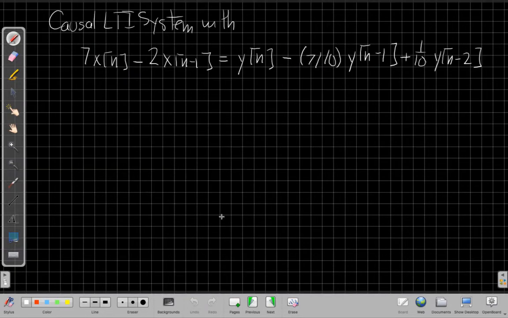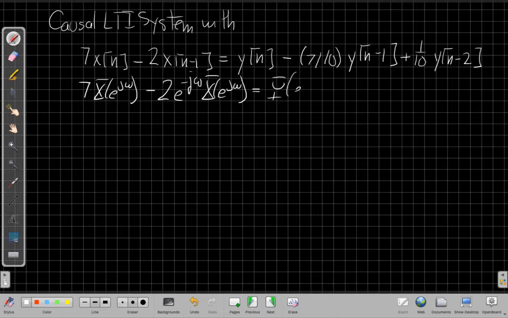So let's see how that looks with the example I just had here. Again, taking the Fourier transform of both sides, I'd have 7 times X(e^jω) here, because the Fourier transform of x[n] is X(e^jω), minus 2 times e^(-jω) X(e^jω), because this is the delay property, which makes this multiply by e^(-jω). The delay is just 1, and I have a scaling.